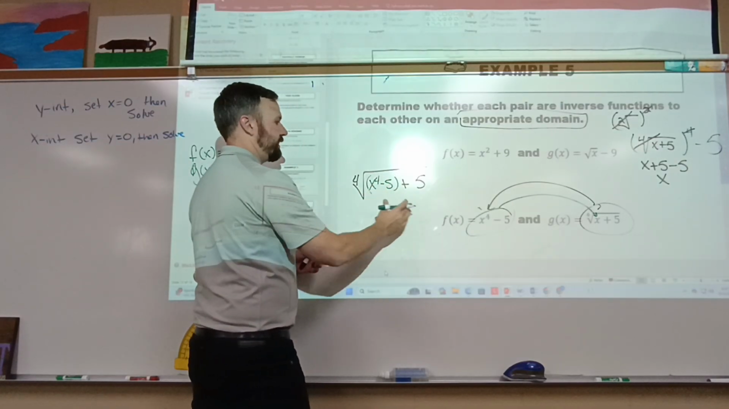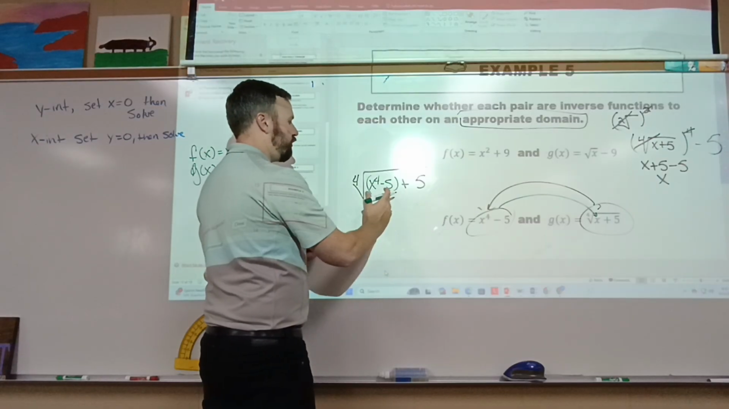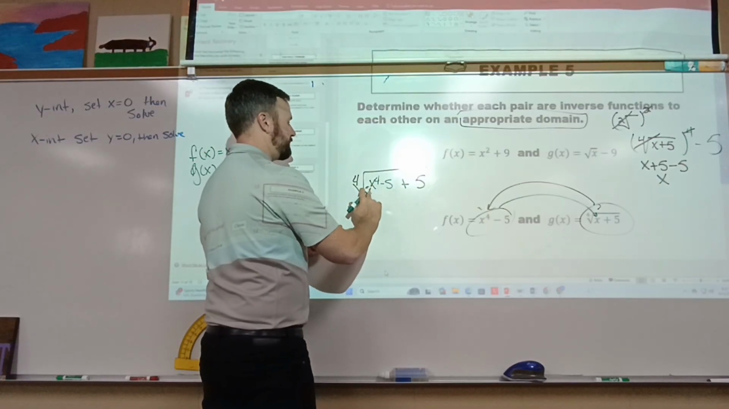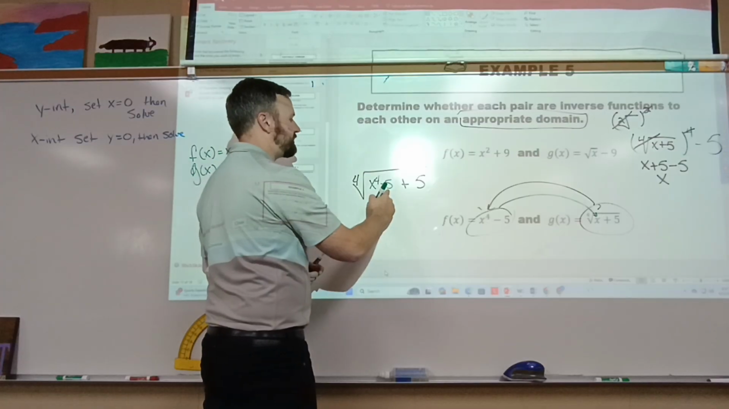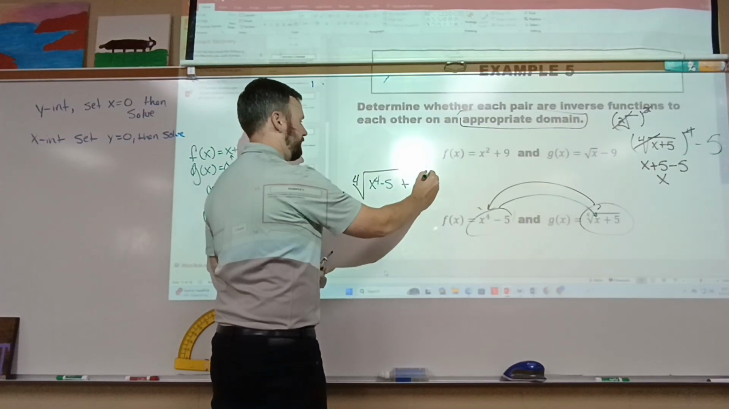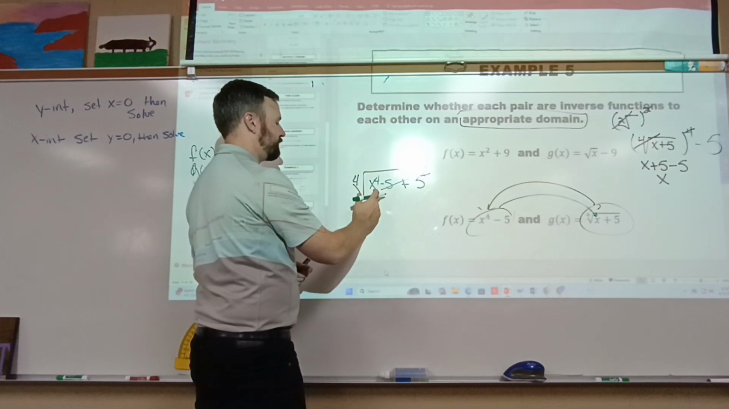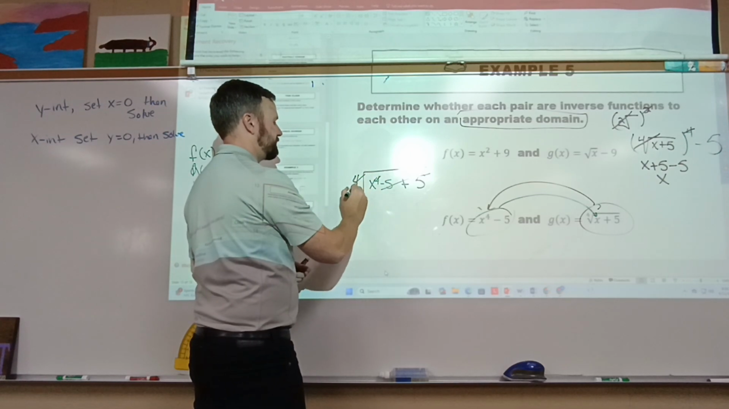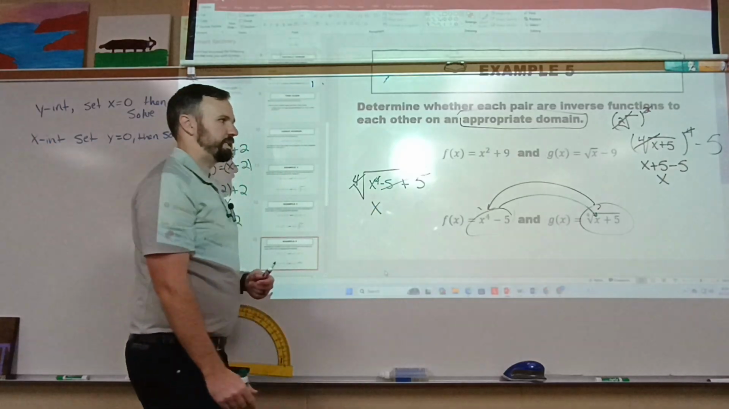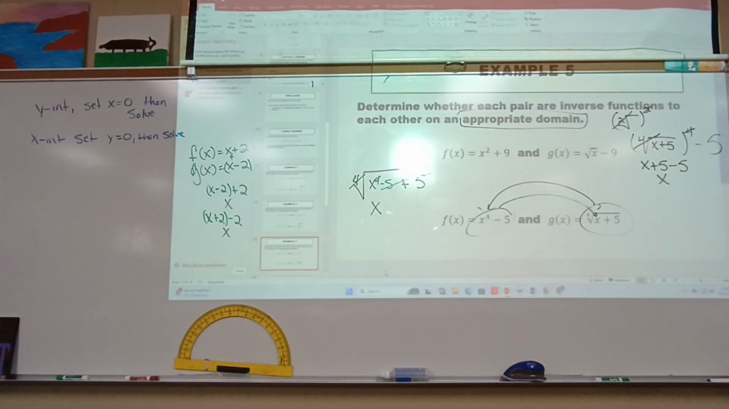Right? I'm plugging in. Now there's nothing on these parentheses, right? So I'm just going to do my addition. What's negative 5 plus 5? Cancels. What's the fourth root to the fourth power? Cancels. It's x. It's an inverse.